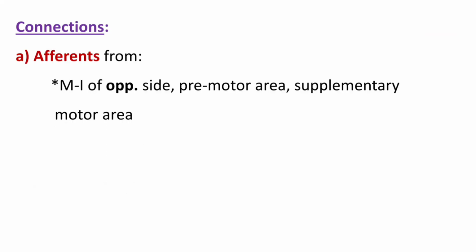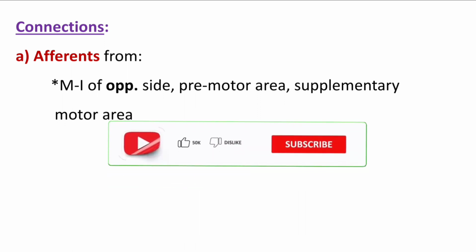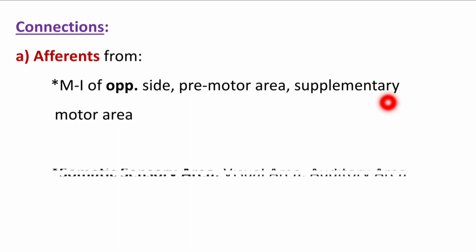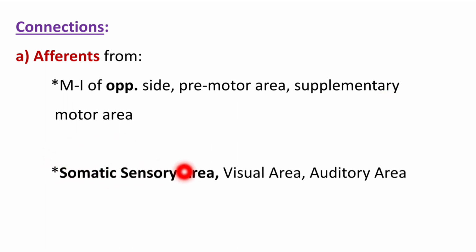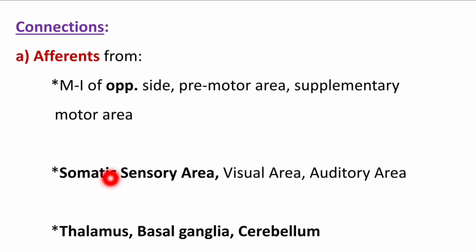Now let's see what are the various connections of this area. It receives afferents from the primary motor area of the opposite side. Then it receives connections from the premotor area and also from the supplementary motor area. Then it receives afferents from the sensory areas, the somatic sensory area, visual area and auditory area, and these are the special sensory areas. It also receives afferents from the thalamus, basal ganglia and cerebellum, which are structures in the brain also concerned with motor activities.